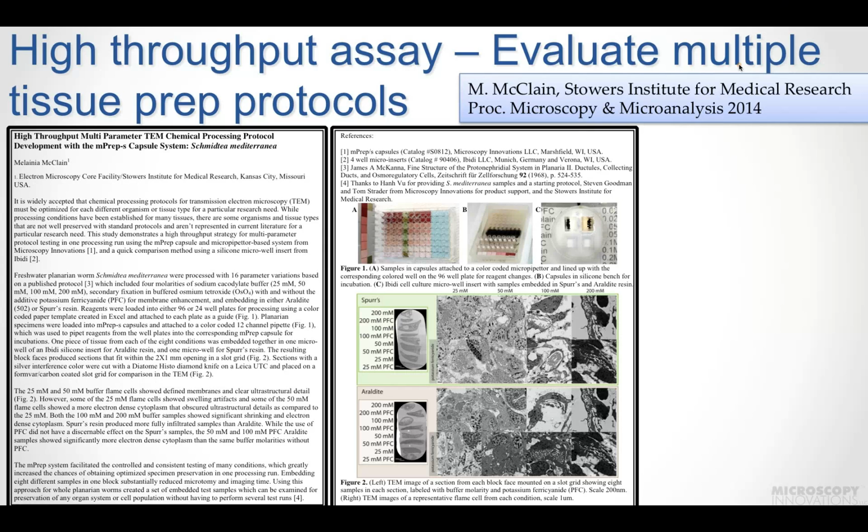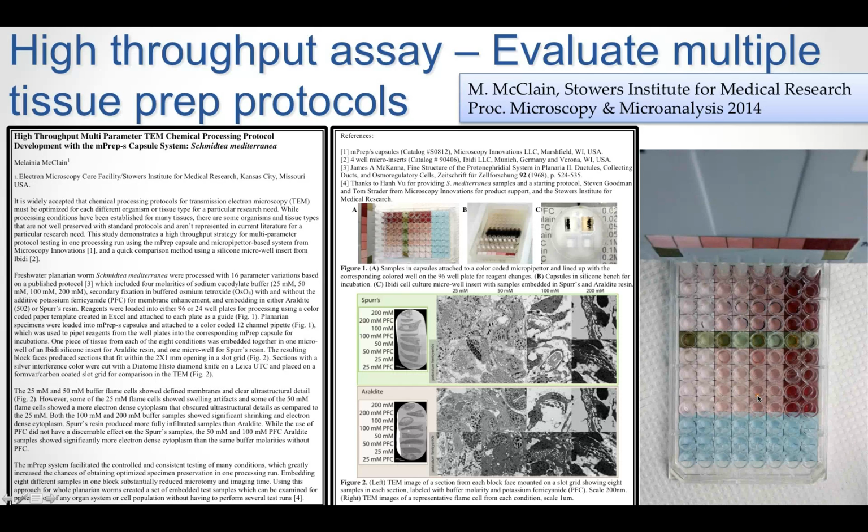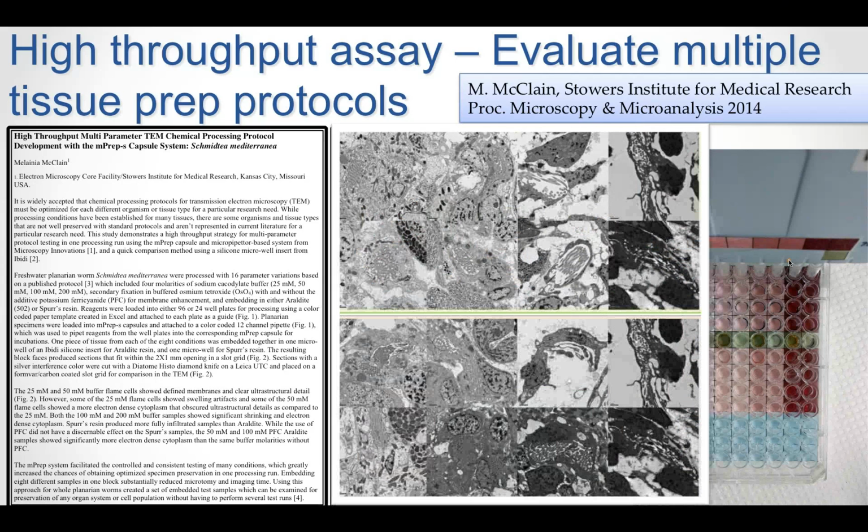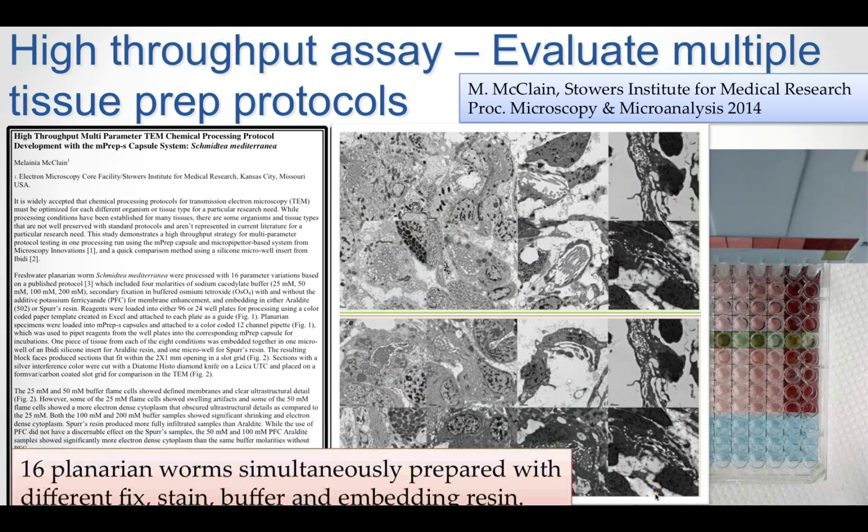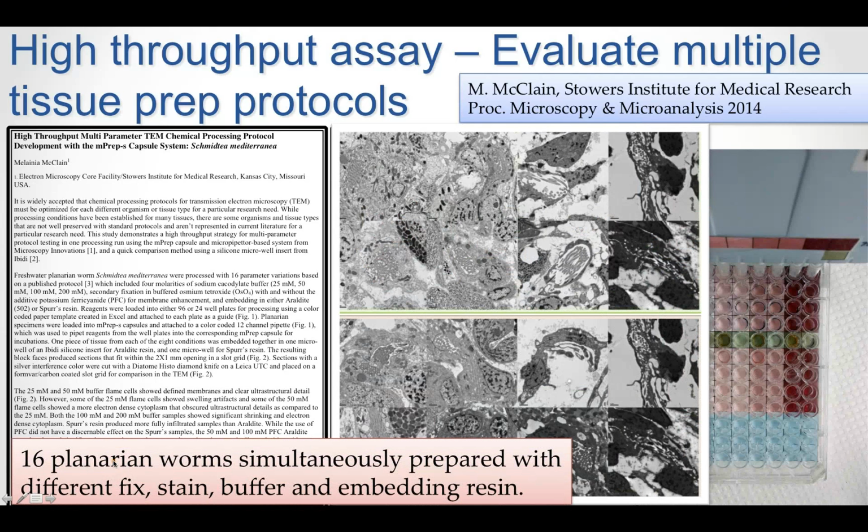And what was done here was to create a template to process tissue blocks in multiple different ways, and in fact 16 different ways, because for this particular tissue there was no good suitable protocol. So this was a way of doing protocol optimization. So here we see 4 tissues by 4 tissues, or 16 different samples of the same tissue that were prepared in 16 different ways. And in this case, it was a planarian worm. So different fixation stains, buffers, and embedding resins were used in this matrix of 16 different ones that were rapidly done.